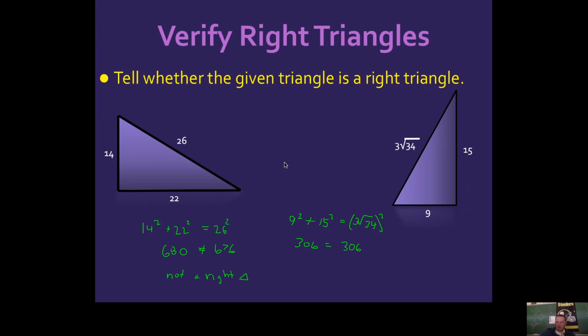Now, if you didn't like doing it this way, you could have done this. 3 square root of 34 times 3 square root of 34. You need to multiply 3 times 3, which gives you 9. Then multiply square root of 34 times square root of 34, which just gives you 34. It takes the radical off. 9 times 34 is 306. So you could have done it that way too if the calculator way is too tricky for you. But these equal each other. So this is a right triangle.